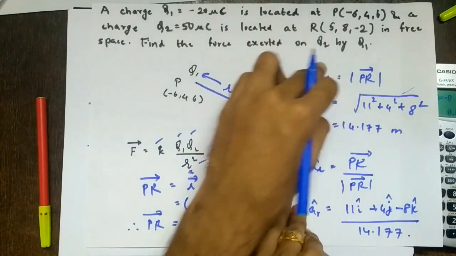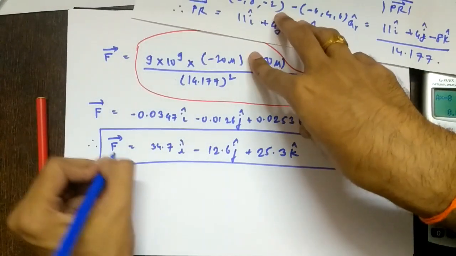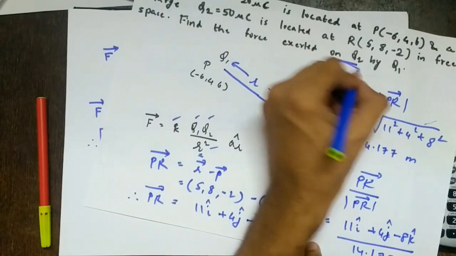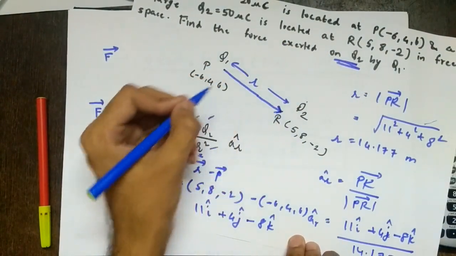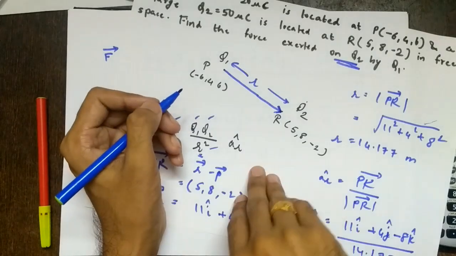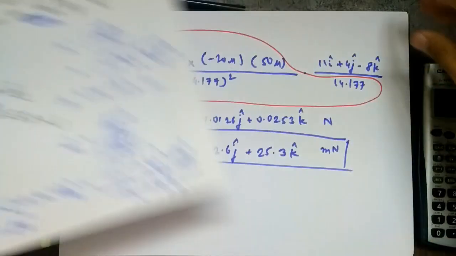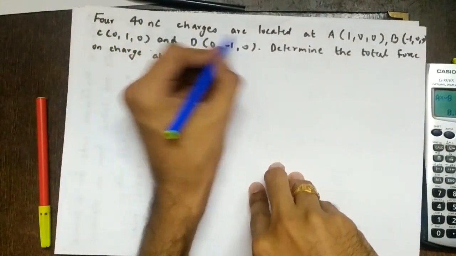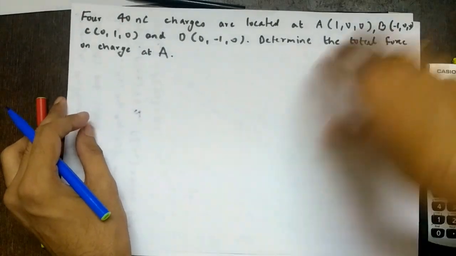Find the force exerted on Q2 by Q1, means F12. Again, what is meant by on Q2 by Q1? Means in the direction of charge 2, Q2. Okay, so this is why you have to solve numericals on Coulomb's law. So let's take a numerical from the exam. This is a question asked in the exam.